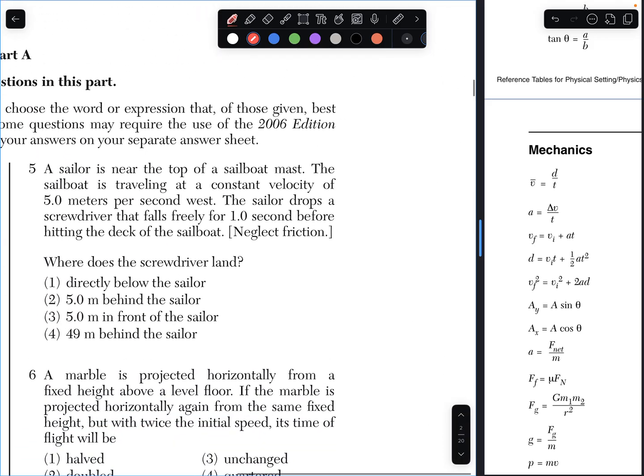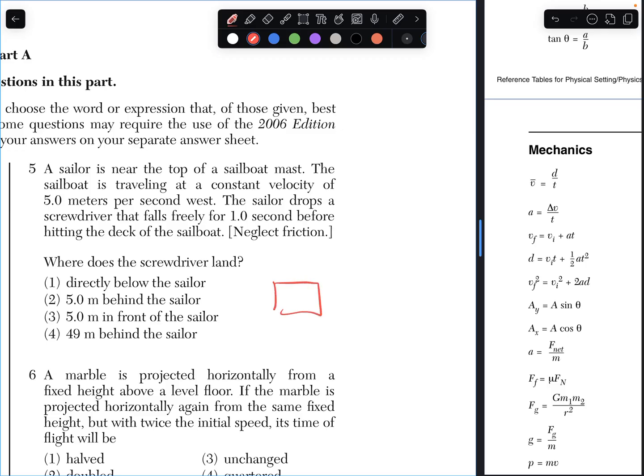Okay, a sailor is near the top of a sailboat mast. The sailboat is traveling at a constant velocity of 5 meters per second west. The sailor drops a screwdriver that falls freely for 1 second before hitting the deck of the sailboat. Where does the screwdriver land? Is it going to be directly below the sailor, behind the sailor, or in front of the sailor? So let's just figure that out first. When you drop it, when you're on a sailboat, so let's say you're on a boat.